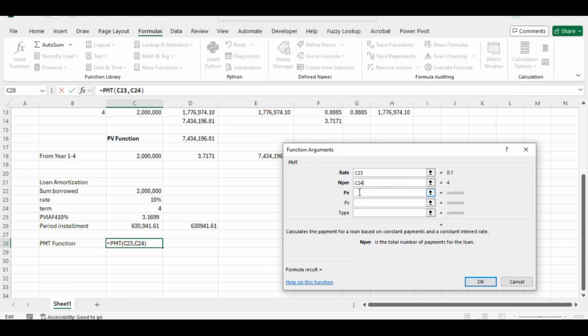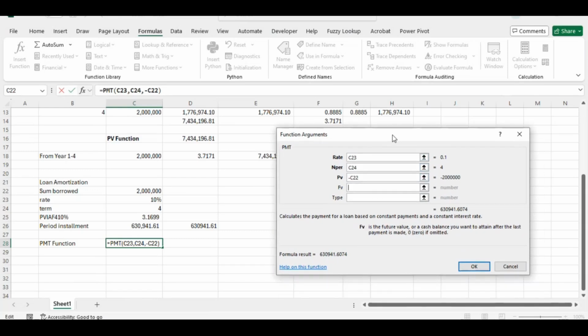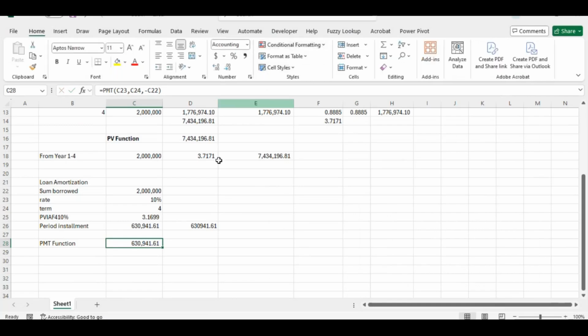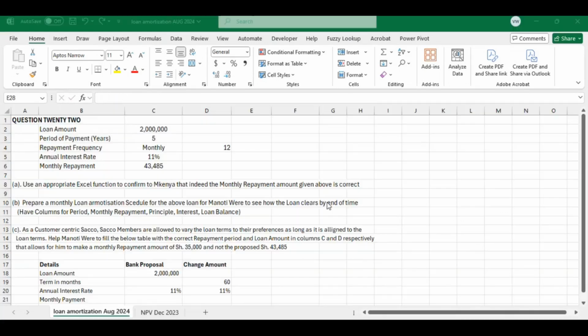Then our present value is the present sum borrowed. This investor borrowed 2 million. To avoid having it as a negative, we'll say minus 2 million. And once we've done that, you can clearly see that our payment is still the same as 630. Our type, in this case, we don't need to fill the type because it's a periodic payment, so there is no problem. Then we just say okay. And using our PMT function, we'll still arrive at the same result. So you can either compute it manually or you can use the PMT function.